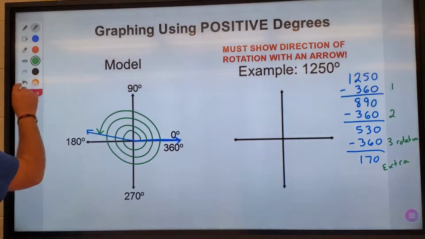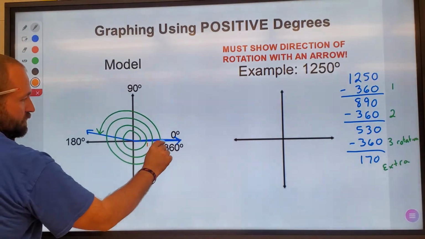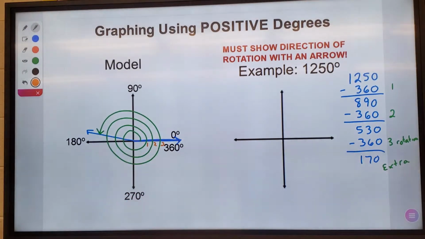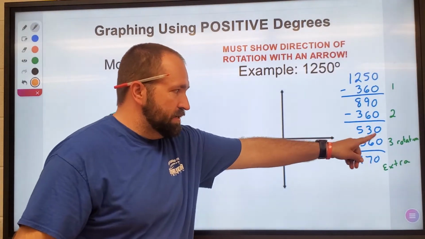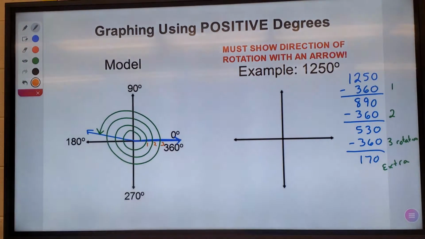When I look at it, I'm going to go through it and say, okay, I've got 1, 2, 3 full rotations. That matched the number of times that I subtracted 360 degrees, and I'm at that 170. I see arrows on the end of all my lines. The initial side that I've drawn, the terminal side that I've drawn, and the rotation showing me which direction of rotation. Okay, that's all you have to do for these problems. It's as simple as adding or subtracting 360 degrees.